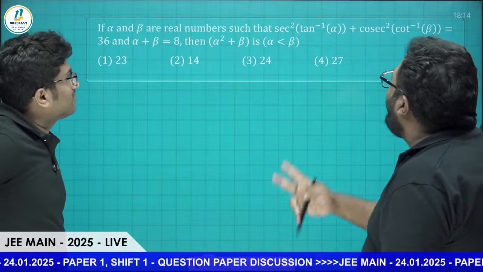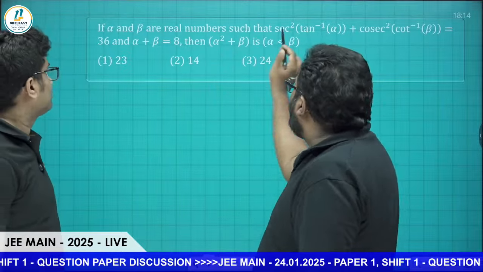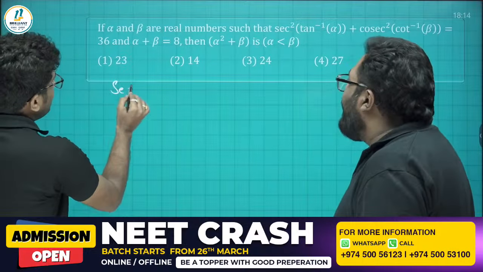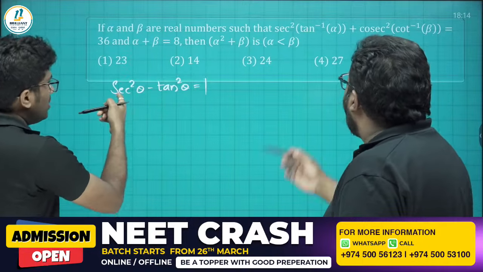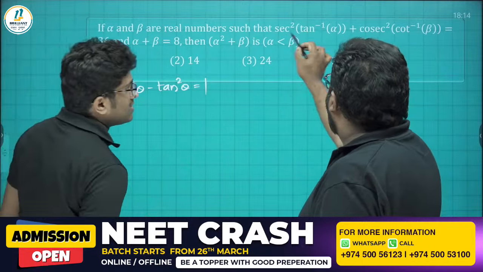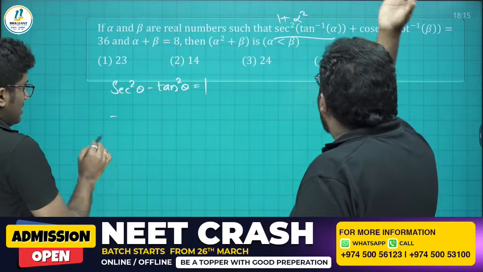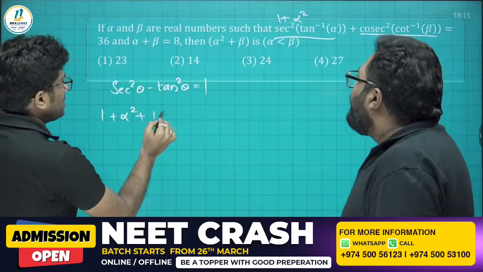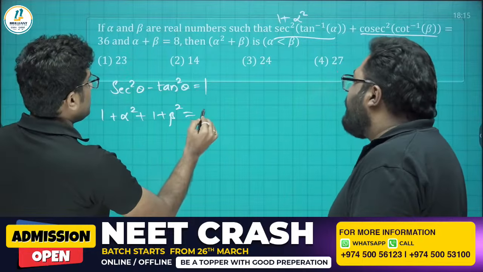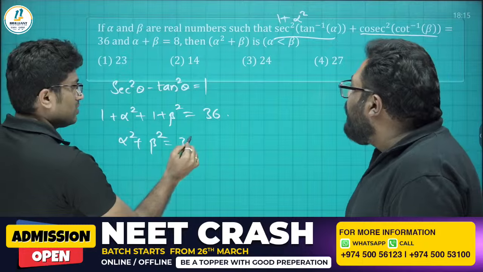Alpha and beta are real numbers such that sec squared... so simple. Sec squared theta is 1 plus tan squared theta, a trigonometric identity. So secant square theta minus tan square theta is equals to 1. So we can write secant square as 1 plus tan square. So this directly can be written as 1 plus alpha square, and this is going to be 1 plus beta square. 1 plus beta square is equal to 36. So alpha squared plus beta squared is equal to 34.